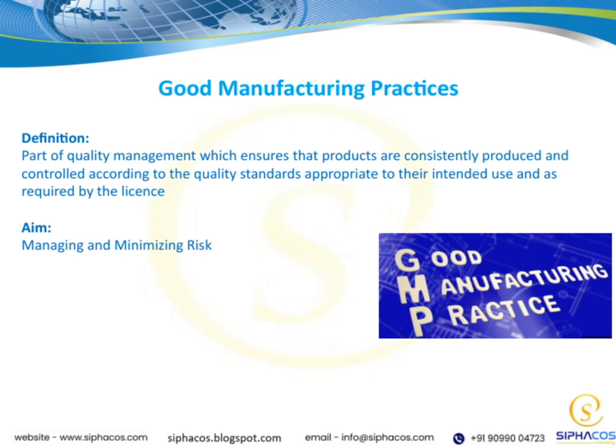The primary aim of GMP is managing and minimizing risk. By following these practices, we proactively identify potential issues that could compromise quality or safety. It's about creating a system that reduces errors and ensures every product meets the high standards expected. This connects directly to our overall goal of delivering safe, effective, and reliable products to those who need them.